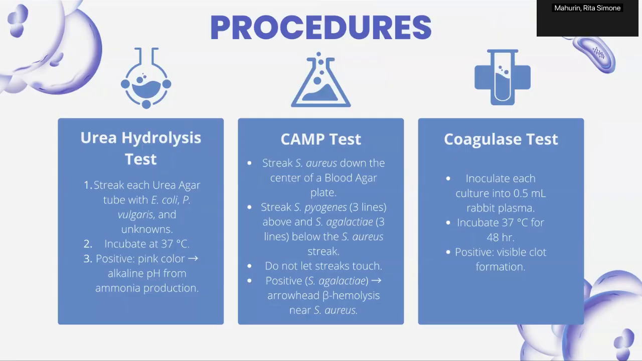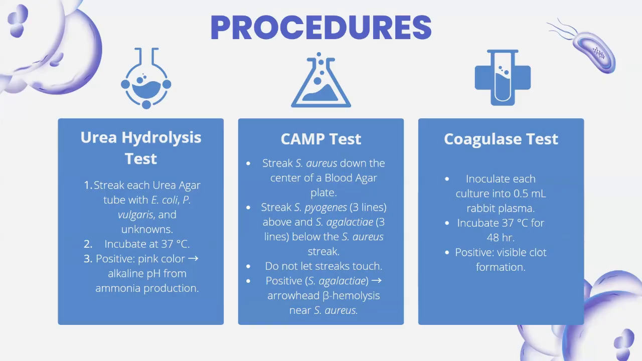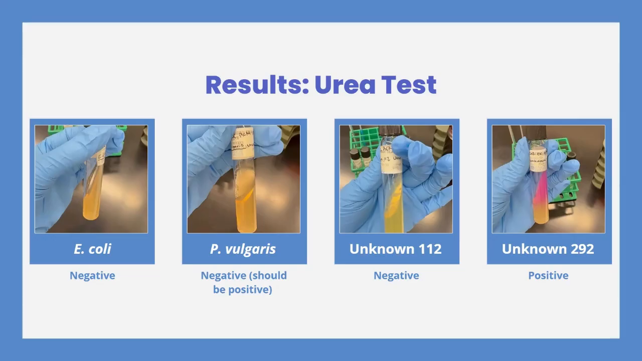We incubated once again, and a positive test result was indicated with visible clot formation. These are the results for the urea test. E. coli is a negative, P. vulgaris is a negative, even though it should be a positive. Our unknown 112 is a negative, and our unknown 292 is a positive.